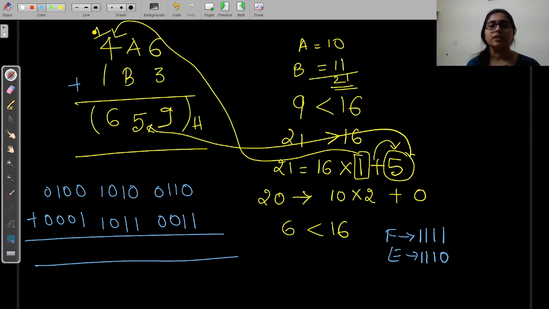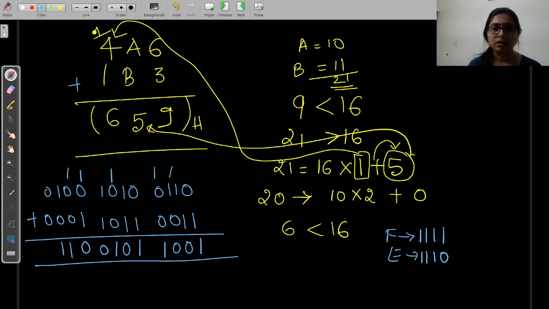So now I will add this. 0 plus 1 is 1. 1 plus 1, it is 2. How is 2 represented in binary? You know, 10. So I will take 0 here, 1 carry. 1 plus 1, once again it is 0, 1 carry. 1 plus 0 plus 0, it is 1. 0 plus 1 is 1. 1 plus 1, 2. 2 is represented as 10. So 0 here, 1 carry. So again it is 1. This is 0, 1 carry. 0, 1 carry. So 10.